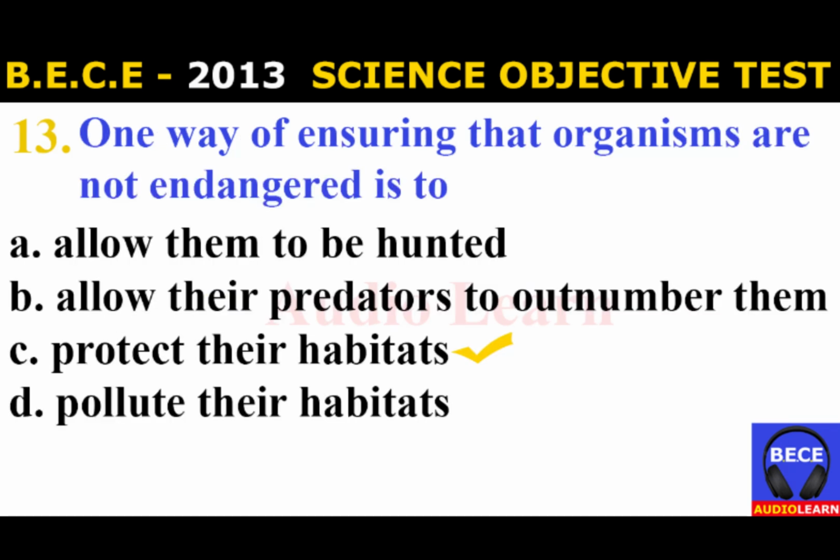Number 13. One way of ensuring that organisms are not endangered is to A. Allow them to be hunted. B. Allow their predators to outnumber them. C. Protect their habitat. D. Pollute their habitat. And the answer is C. Protect their habitat. One way of ensuring that organisms are not endangered is to protect their habitat.